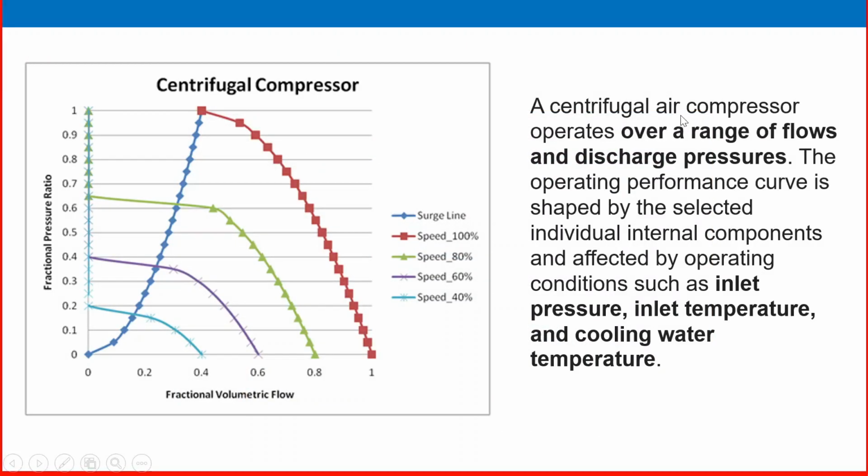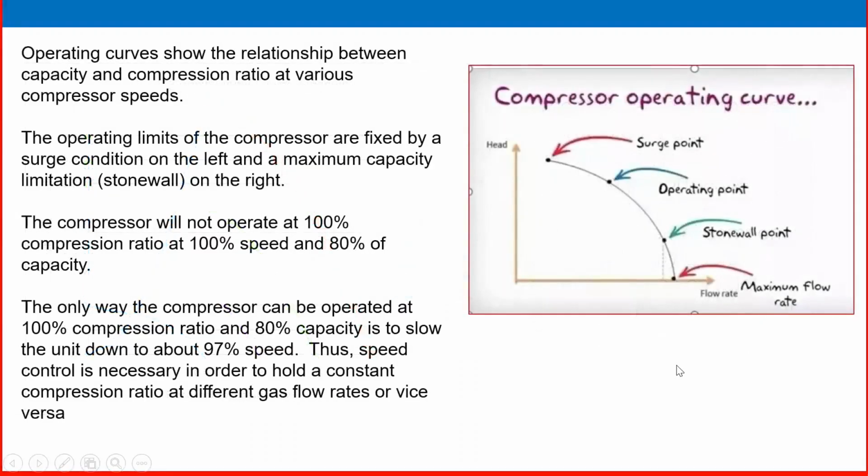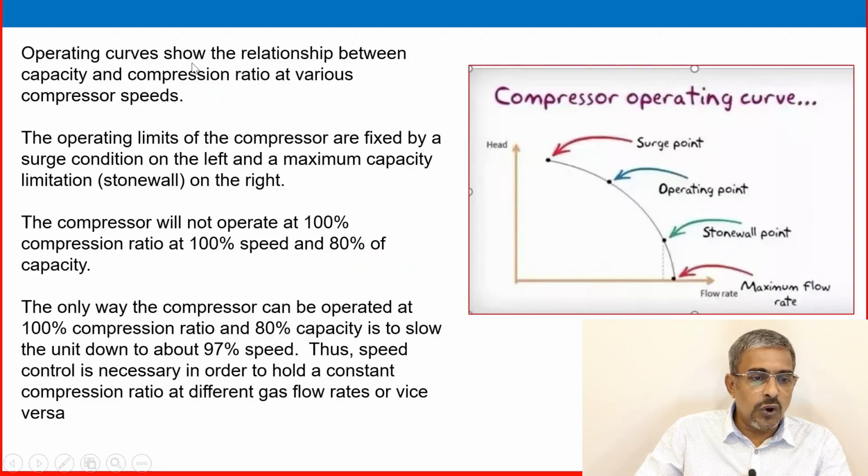A centrifugal compressor, not an air compressor, operates over a range of flows and discharge pressures. The operating performance curve is shaped by the selected individual internal components and affected by operating conditions such as inlet pressure, inlet temperature and cooling water temperature. Operating curves show the relationship between capacity and compression ratio at various compressor speeds.